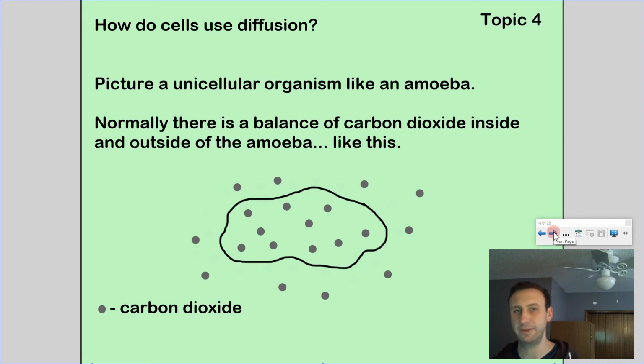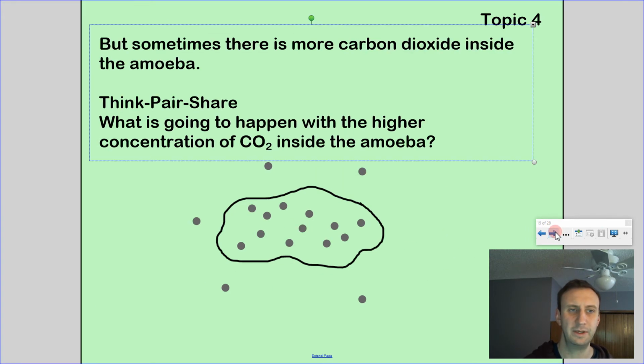All right, so how do cells use diffusion? Let's say we're talking about something like an amoeba, and this kind of blob is an amoeba. We're going to pretend. Normally there is a balance of carbon dioxide inside and outside the amoeba, just like this. So we could say that generally the concentration outside and inside is pretty much the same. I've got the same amount of dots per area inside as outside. Maybe it's a little bit higher inside, but basically the same.